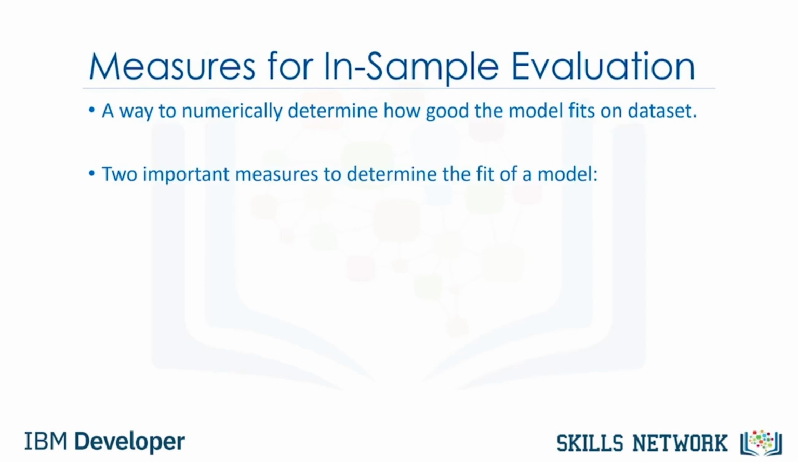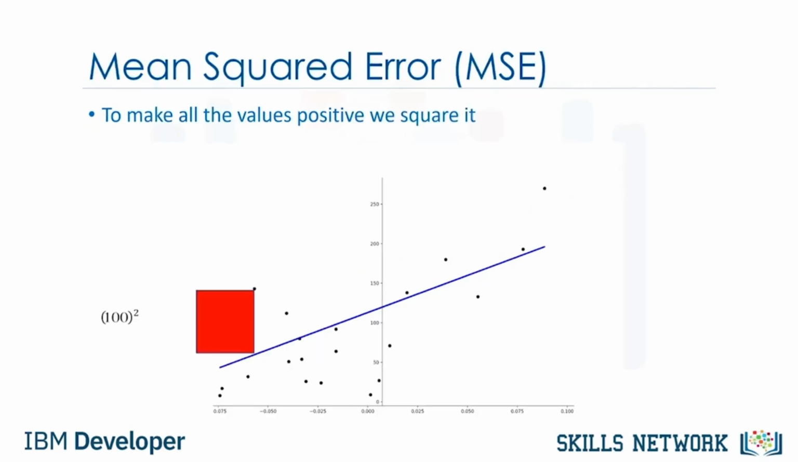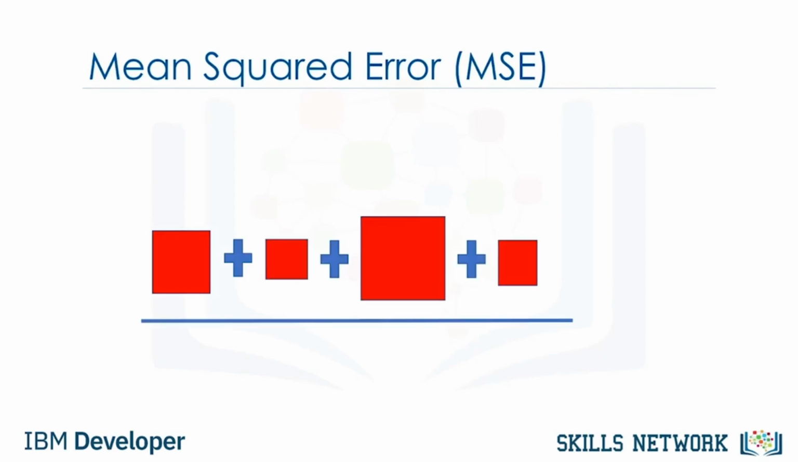Two important measures that we often use to determine the fit of a model are mean squared error, MSE, and R squared. To measure the MSE, we find the difference between the actual value, y, and the predicted value, y hat, then square it. In this case, the actual value is 150, the predicted value is 50. Subtracting these points, we get 100. We then square the number.